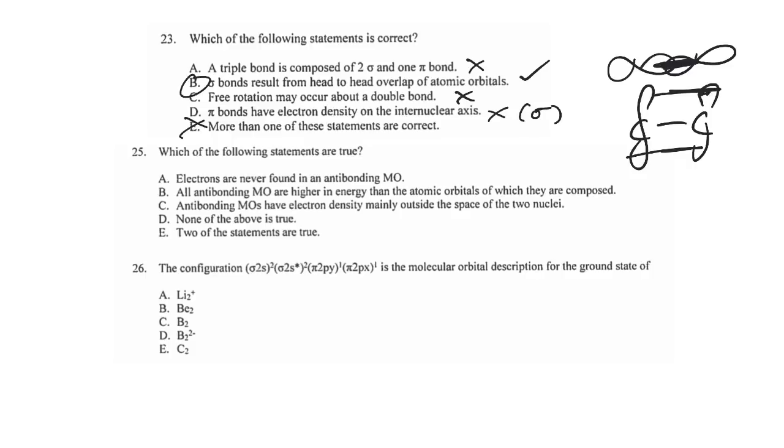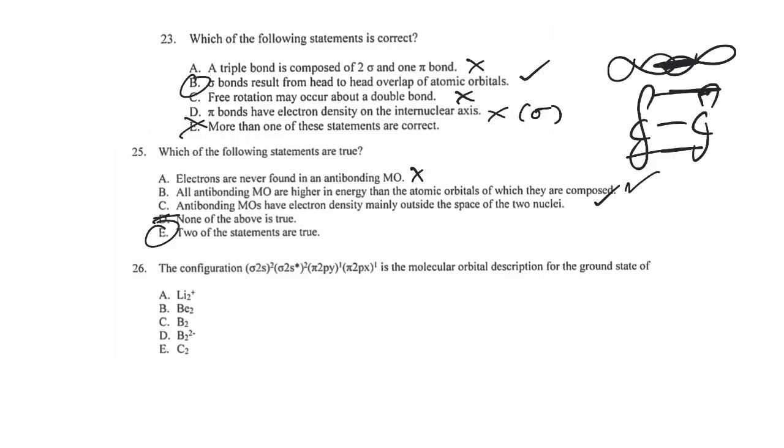All right, which statements are true? Electrons are never found in an antibonding orbital. That's not true. O2 has antibonding electrons and it's a perfectly stable molecule. All antibonding MOs are higher in energy than the atomic orbitals from which they are composed. That is true. Antibonding MOs have electron density mainly outside the space of the two nuclei. That is true too. So it doesn't make sense that none of these are true. Two of those statements look to be true, so the two true statements are B and C.